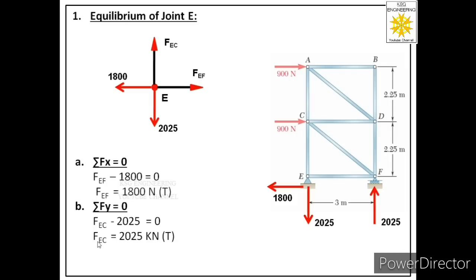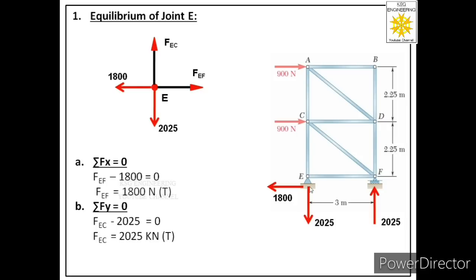So from here we will get the value of FEC. And this is also a positive value. So that means the direction of FEC considered by us at the start, that is tensile nature, that is away from the joint, is correct. So next to its magnitude we will write letter T.